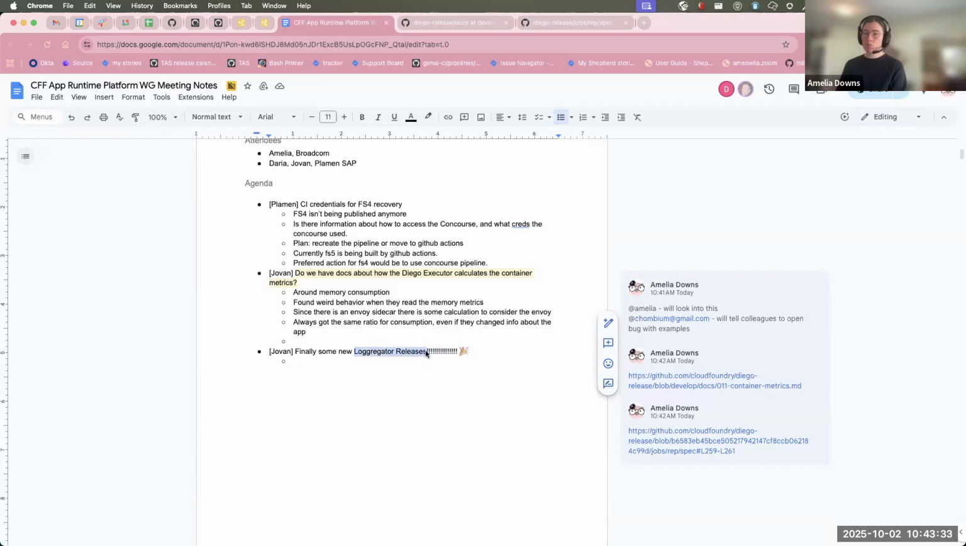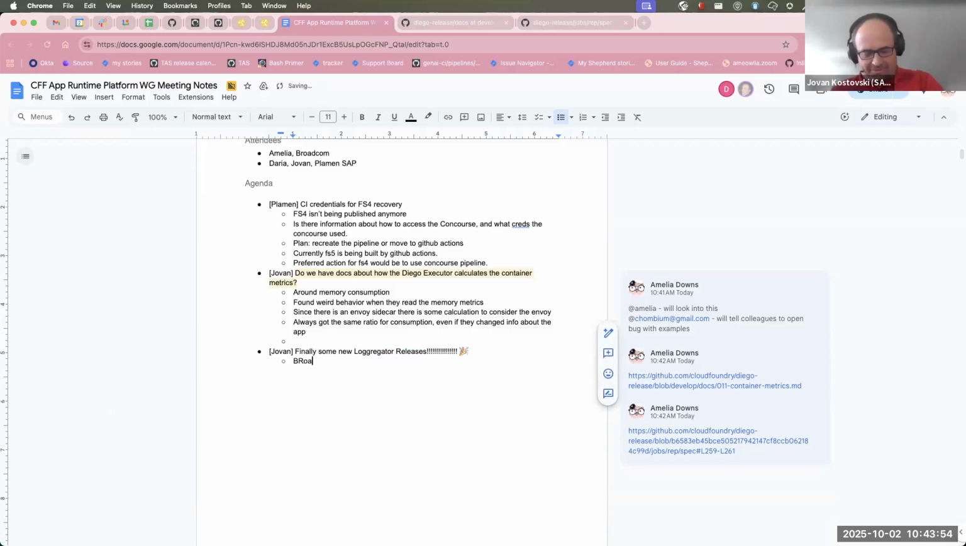Is this Broadcom cutting some releases, or did you cut some releases with your new CI? No, Broadcom cut the releases, because we're still working on our GitHub actions. Okay, I expect more emojis when your GitHub actions are working. I want a bigger celebration. Of course. We're working on it, but we're not that far, unfortunately.